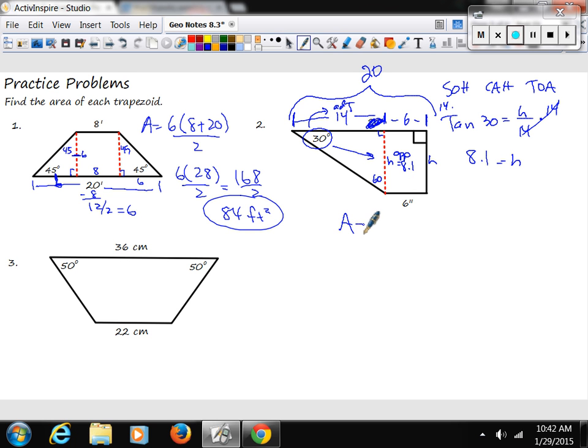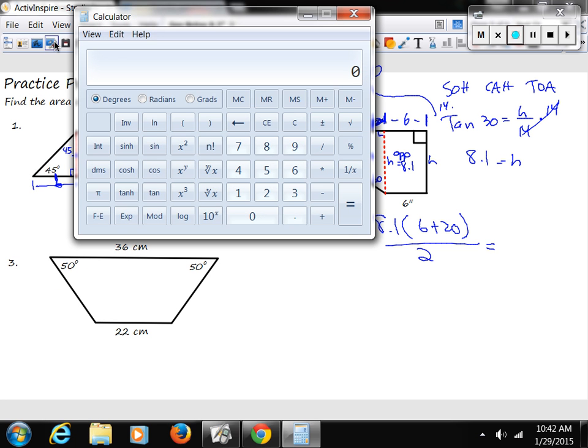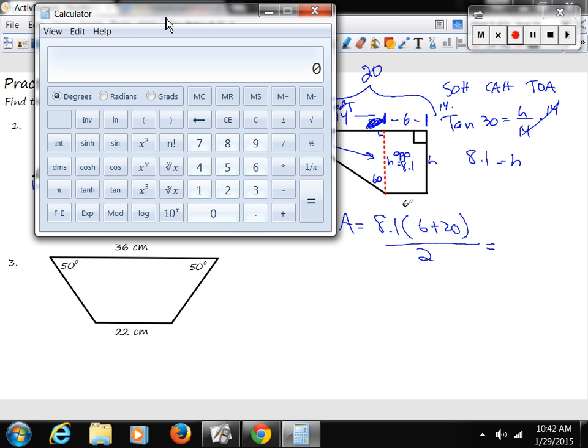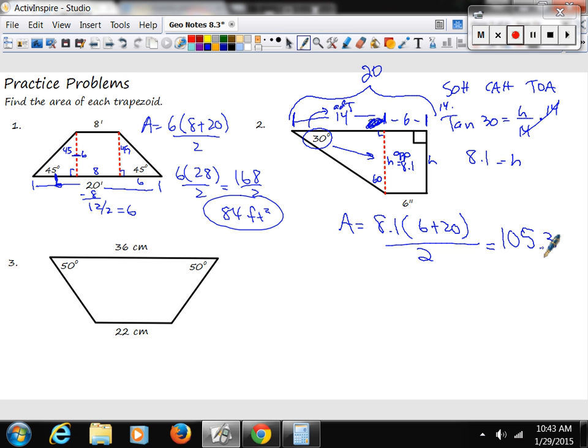So my formula then for my area is going to be 8.1 times 6 plus 20 divided by 2. I'll just do the whole thing in the calculator and get one answer there. So I'm going to do 8.1 times 26, and I'm going to take that and divide it by 2. So I get 105.3, and that would be square inches. So we had to use SOHCAHTOA to get our height.